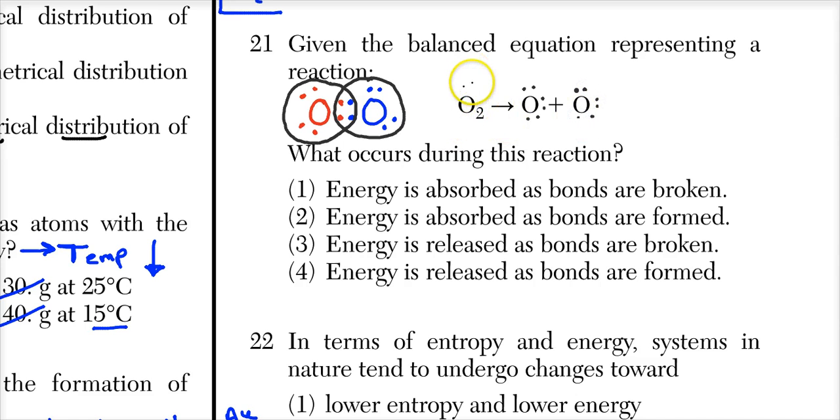You have to get that. Here's a bond between the O's. Here they're free. So you have to break a bond. So bonds are broken. Okay, so clearly 1 and 3 are my choices. 2 and 4 I am getting rid of. Okay, now what's happening? Energy is absorbed or is it released?